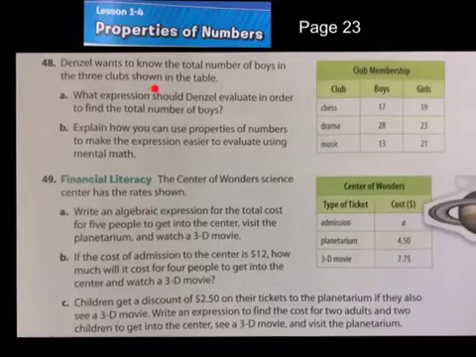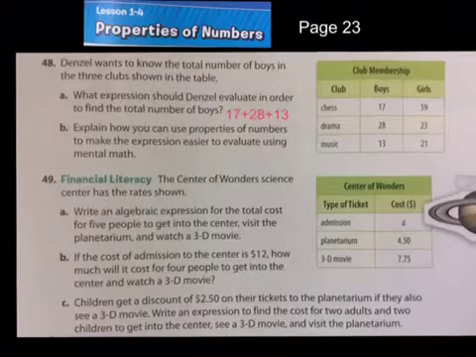Clubs shown at the table. What expression should the cell evaluate in order to find the total number of boys? Well, if you want to find the total number of boys, just add these three together, as you can see right there. Now, 17 plus 28 plus 13.